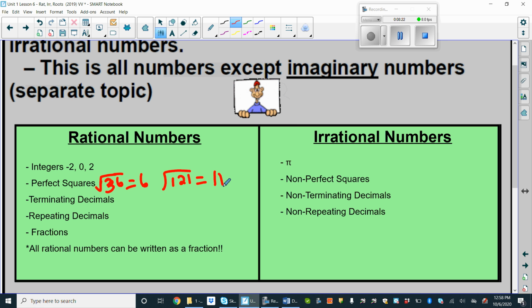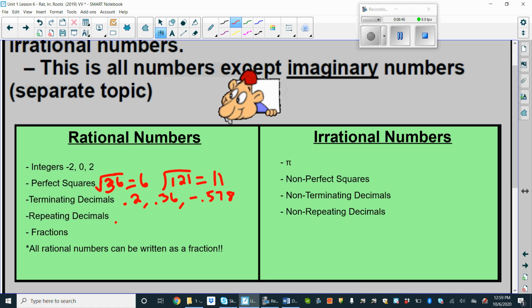Terminating decimals are decimals that end. So decimals that stop, so 0.2, 0.36, negative 0.578. As long as it ends and doesn't have the ... at the end, meaning that it's going on forever, it is a terminating decimal.